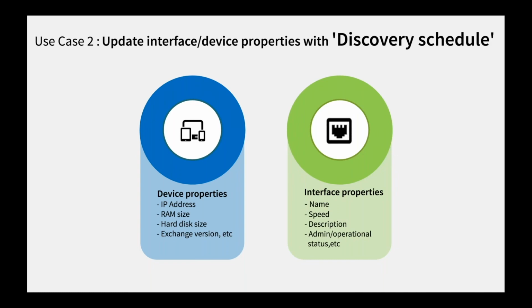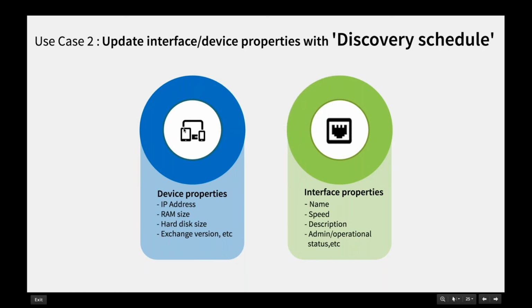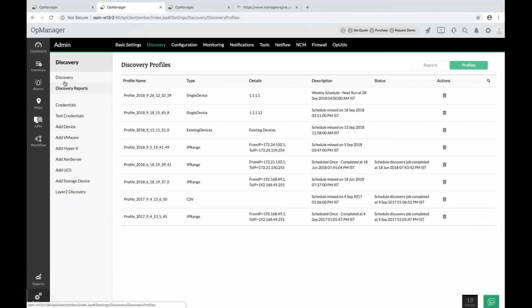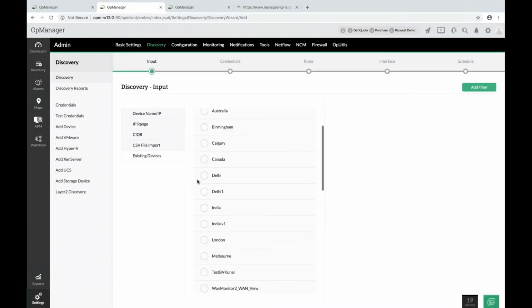You will upgrade the RAM size, change the hard disk on a server, or upgrade the Exchange version, or on interfaces the name will be updated, the speed updated, and the admin or operational status keeps changing. And you want all these to be in sync with your network. Whatever the monitoring tool monitors should be in sync with the current active network. And all that you need to do to capture the live changes that are happening in the network is initiate a scan on the existing devices.